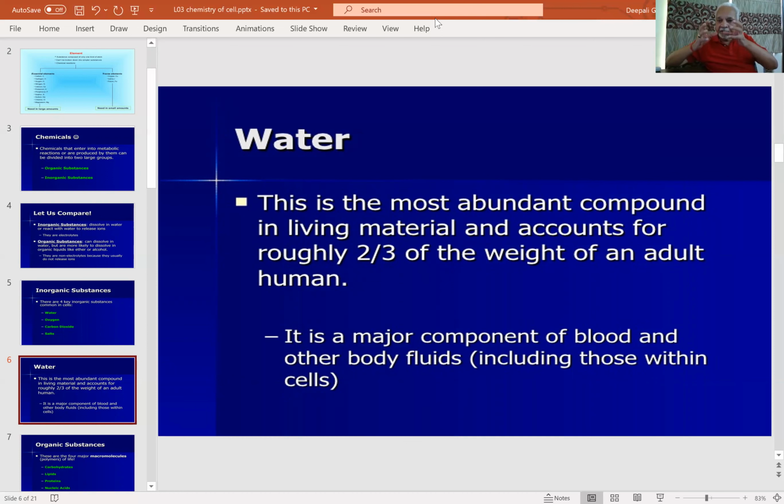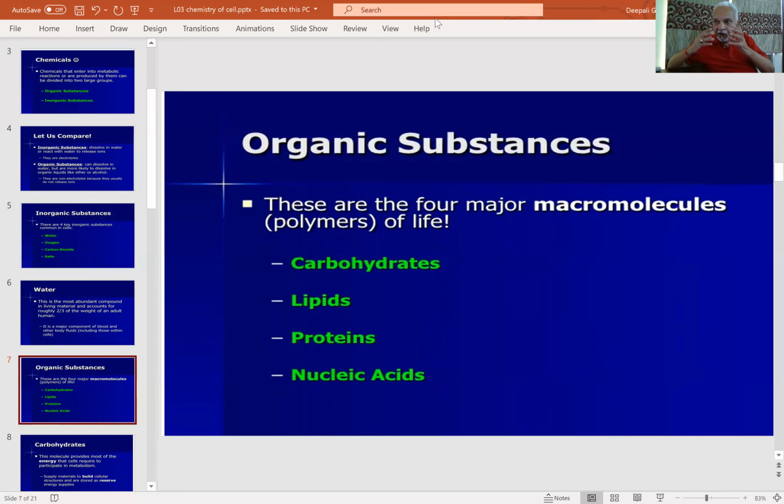I'm not concentrating on one type of organism. It's a general discussion, and you have to keep in mind that water is a common and major constituent of a living cell or living organisms. When we come to the organic substances, there are four major macromolecules which constitute a living cell: carbohydrates, lipids, proteins, and nucleic acids. These are the four macromolecules which constitute a bacterial cell, a plant cell, an animal cell, and a human cell. Now, it becomes very interesting that these four macromolecules constitute life, starting from bacteria to humans.